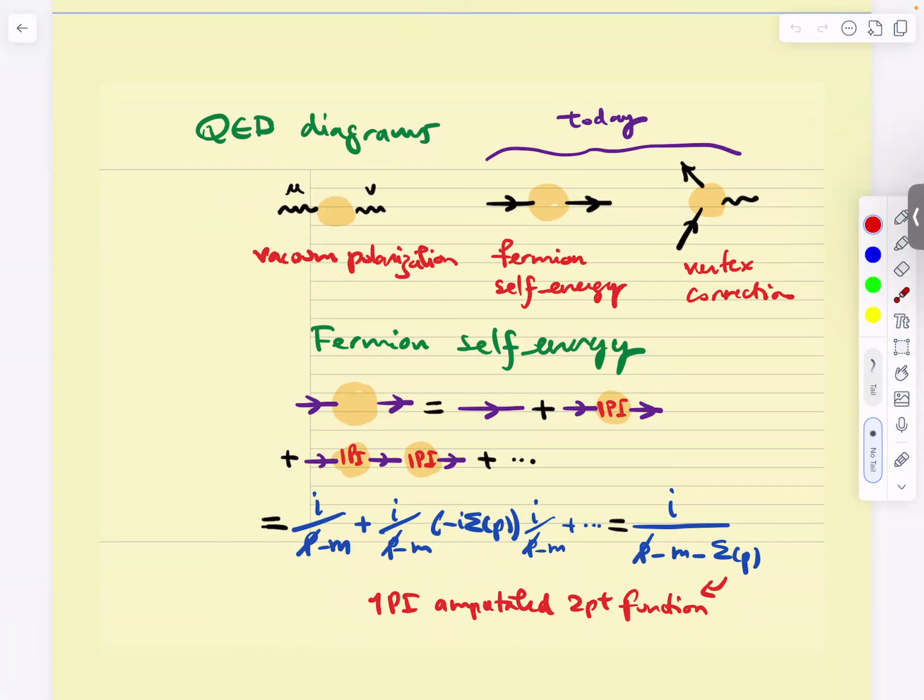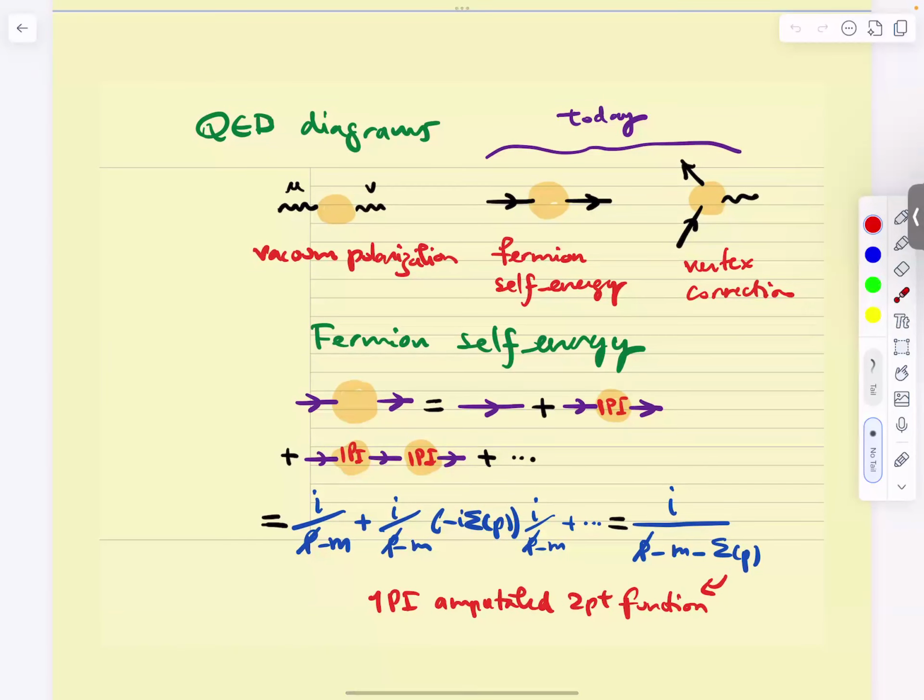Fermion self-energy and the vertex corrections. We're going to start with the fermion self-energy. And I drew the diagram a million times. The 1PI diagram at one loop is just this thing. This is what we're going to calculate.